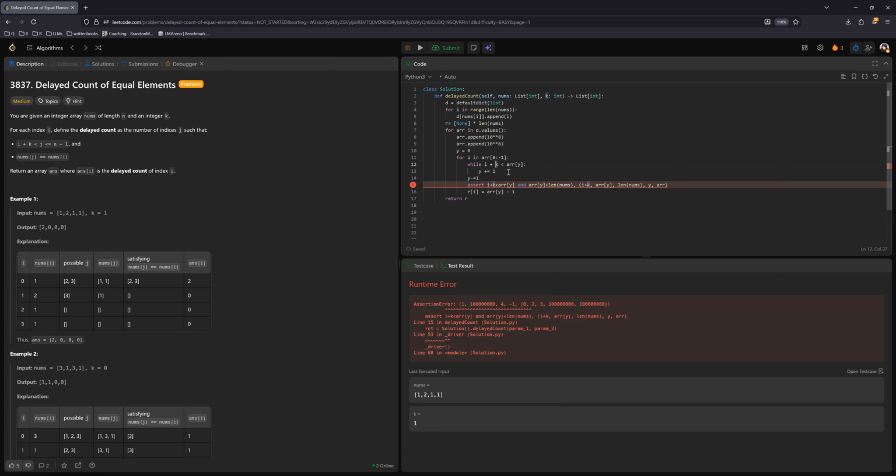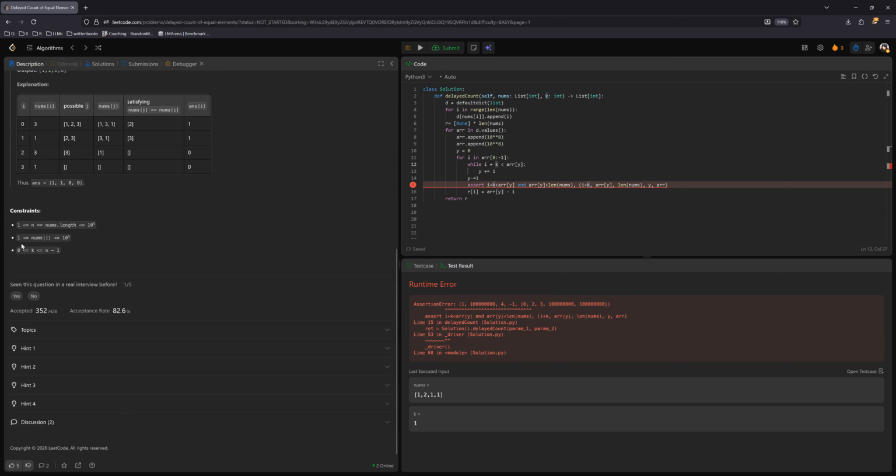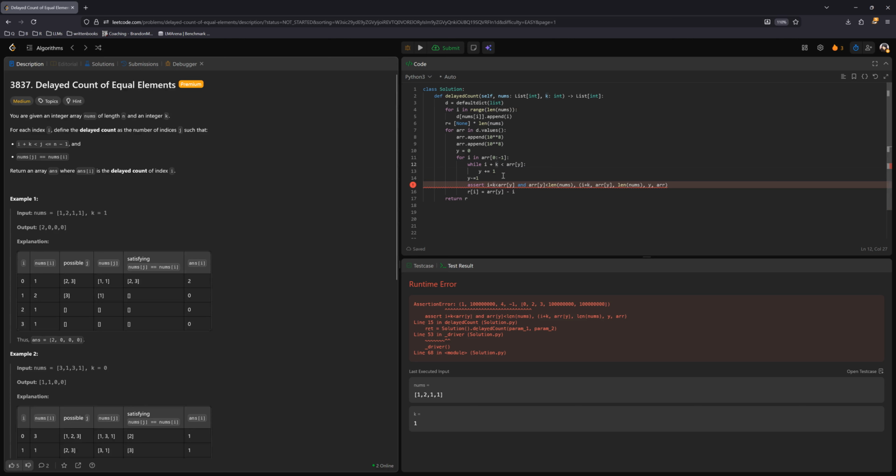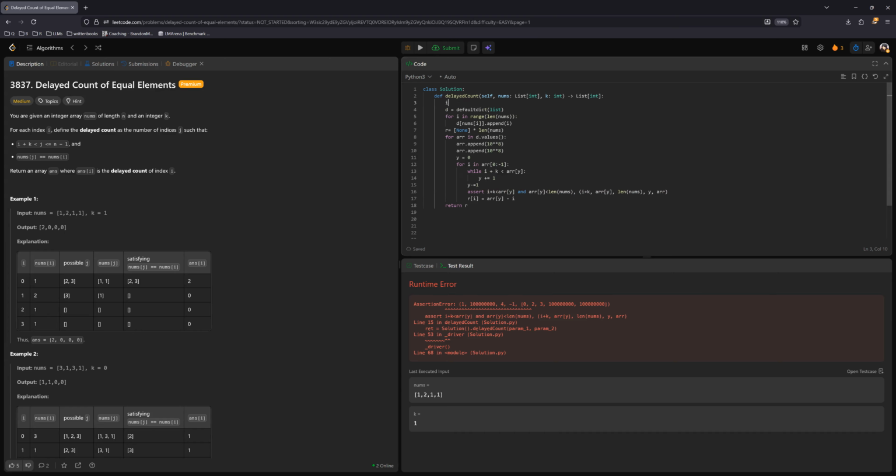I plus k. K is never equal to 0, is it? K is equal to 0. That's what's happening. I didn't realize k could be equal to 0. If k is equal to 0, then the index is never going to be the same. If k equals 0, return 0 times length of nums. So we got to the bottom of that.